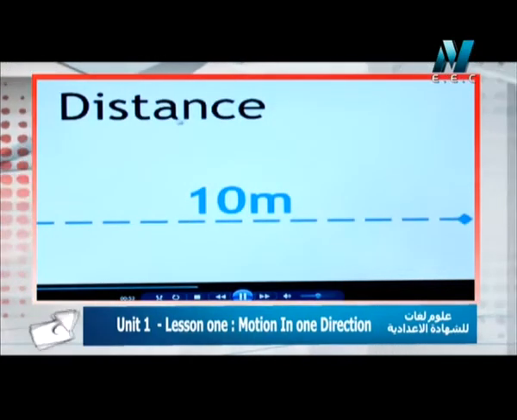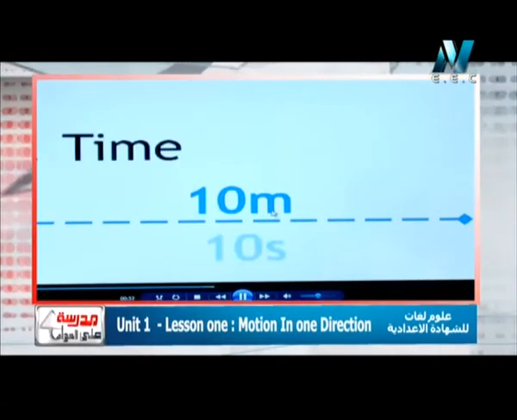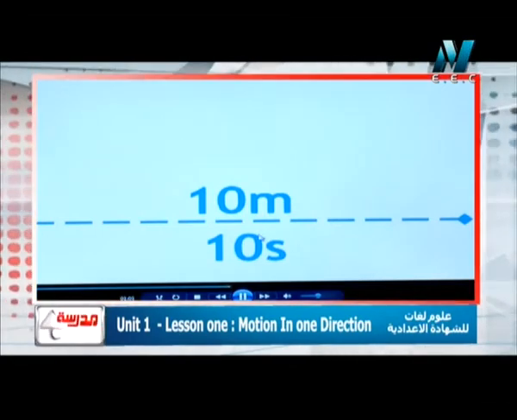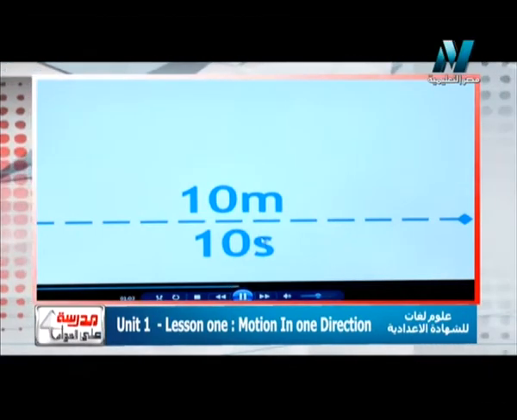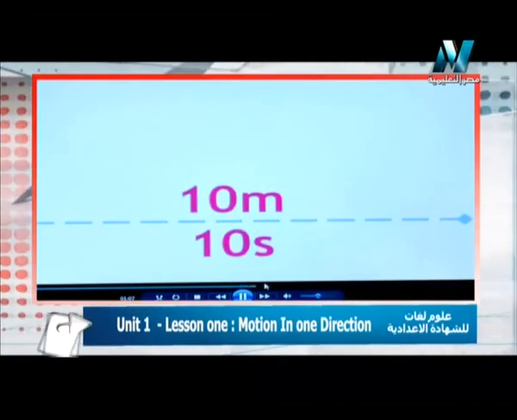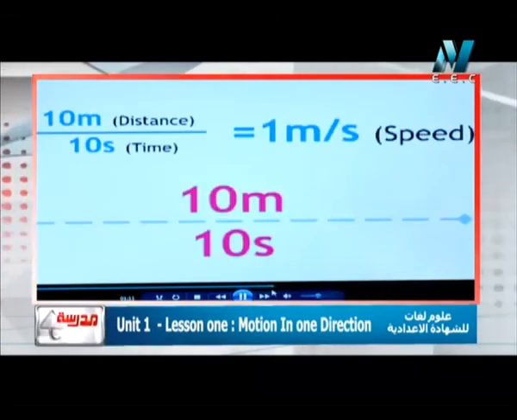If we have this object, and this object covered 10 meters as distance in 10 seconds as time, how can we calculate the speed? Speed equals distance over time. So here we have what over what? 10 meters over 10 seconds. So equal what? Distance over time. Again, equal what? 1 meter per second as speed.